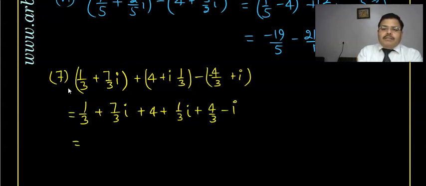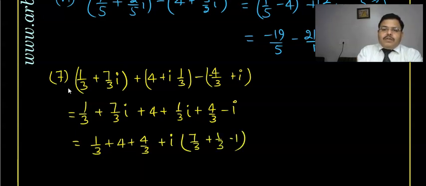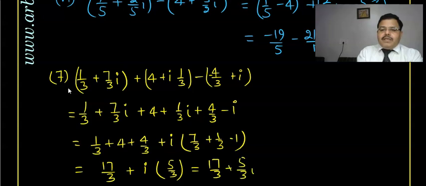Now we can separate them, real together. 1 by 3 plus 4 plus 4 by 3, plus iota can be taken common, 7 by 3 plus 1 by 3 minus 1. So 1 by 3 plus 4 by 3 is 5 by 3, and 5 by 3 plus 4, 4 threes are 12 plus 5, 17 by 3. Now plus iota into 7 by 3 plus 1 by 3 is 8 by 3. 8 by 3 minus 1 is 5 by 3. So 5 by 3 iota. So the answer is 17 by 3 plus 5 by 3 iota.